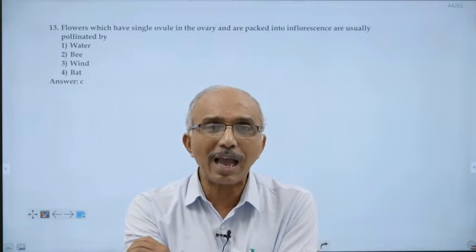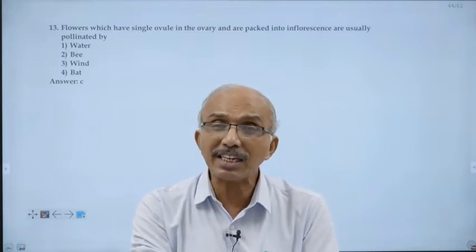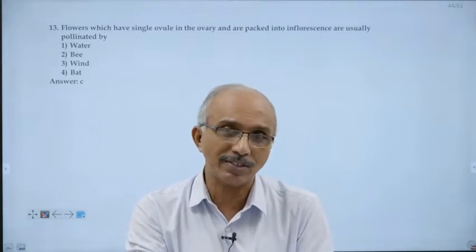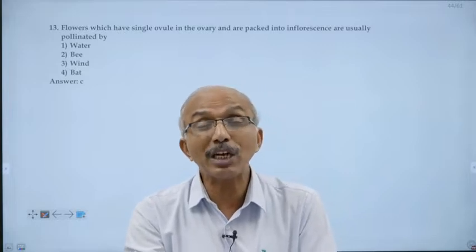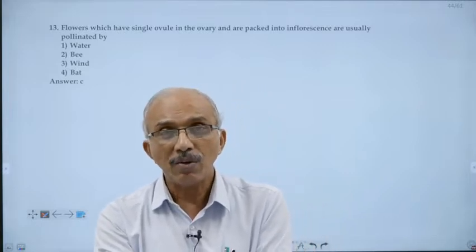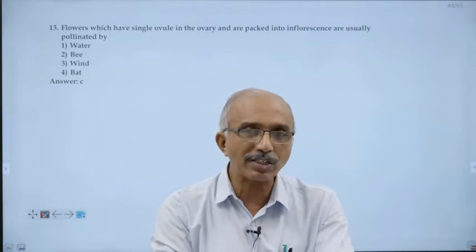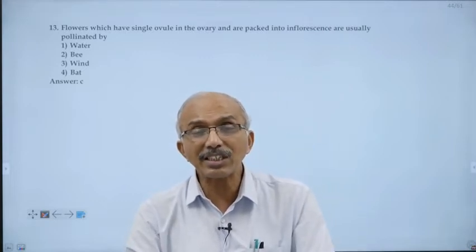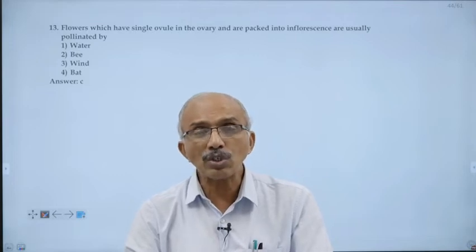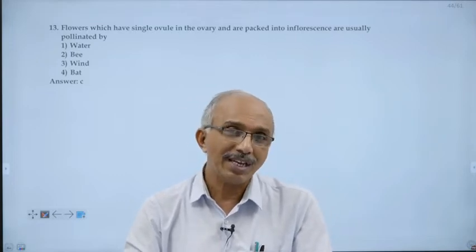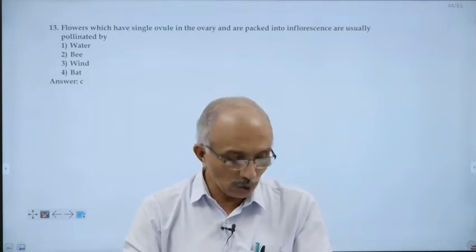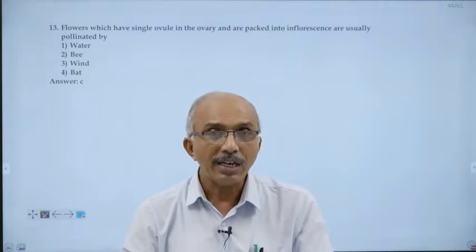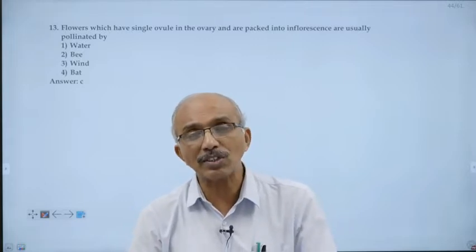Inflorescence is called capitulum. It is a special type of inflorescence. What is a special type of inflorescence? An inflorescence which cannot be categorized into racemose or cymose in a strict way. So they are called special inflorescence.